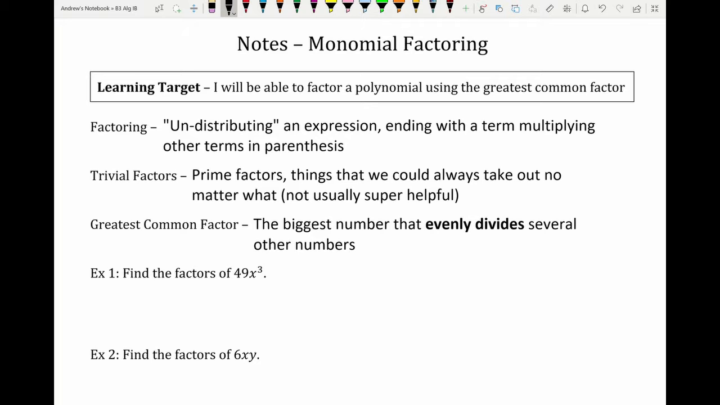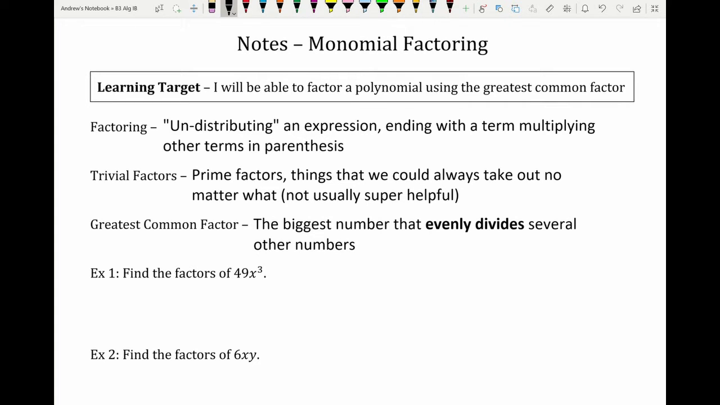So we have these things called trivial factors, which are prime factors. They're things that we can always take out no matter what. And honestly, sometimes they're not super helpful, right? Sometimes they still could happen, but we want to try and look for something other than the trivial ones. Trivial factors are like, oh, I could divide every number by 1. Well, yeah, we could, but that doesn't do much. So what we're going to be looking for is the greatest common factor.